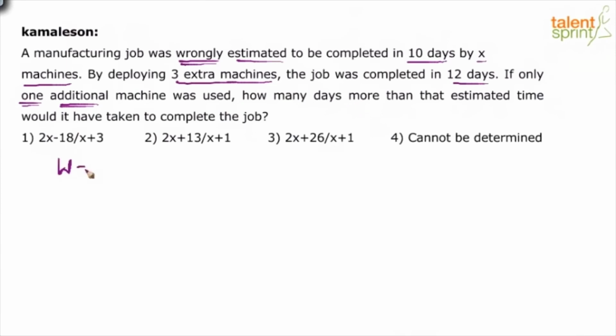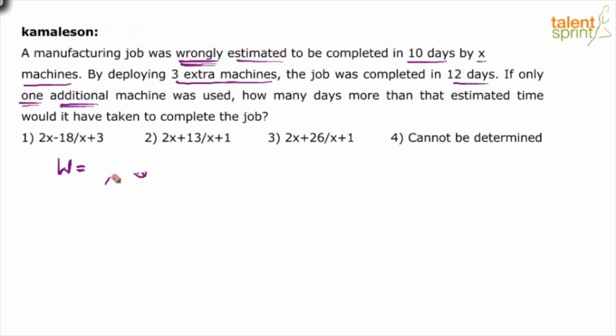Total work, like we have discussed in the video, is number of persons into number of days. In this case, person is nothing but a machine. So number of machines doing the work into the number of days for which they work. Now you cannot say total work is 10 into X. This would be wrong because it was a wrong estimation. Remember, that actually the work cannot be completed in 10 days by X machines. Right? So you cannot say work is equal to 10 into X.